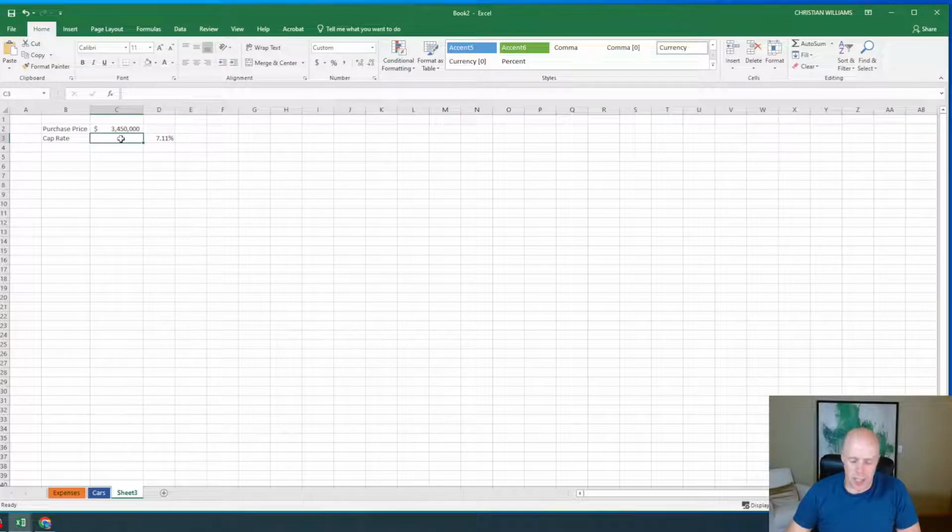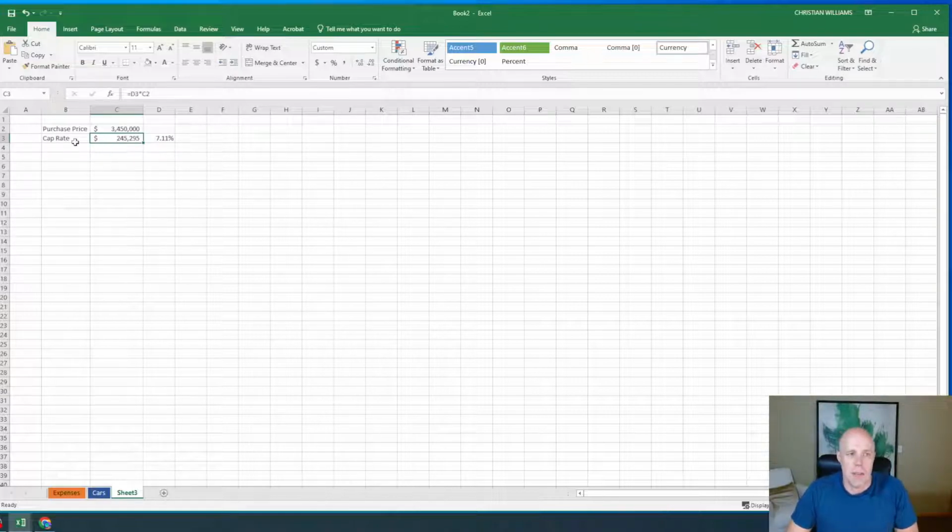All right, so what a cap rate means is that after all of your expenses, all of your maintenance and vacancy rates and landscaping, all those types of things, that's how much money you would have left. So if I say D3 times C2, so I just typed equals D3, clicked on the D3 cell, and then multiply times C2, then I'm going to get $245,000 a year in income if I had $3.45 million sitting in my back pocket and I just went and bought it for cash. So if I did that, I'd have $245,000 a year to live on, which would be pretty great.